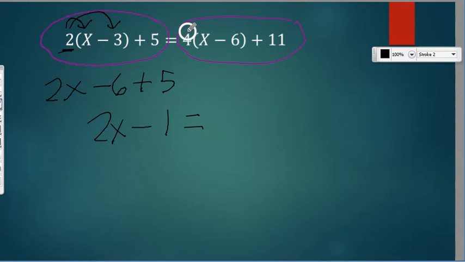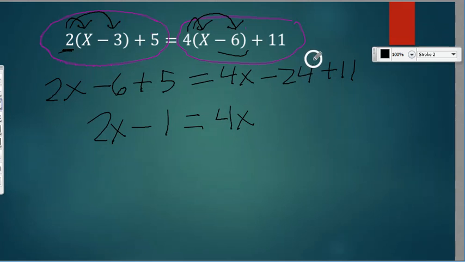Now we're going to simplify the right side. So we need to distribute the 4 to both of these terms. So 4 times x is 4x. 4 times a negative 6 is a negative 24, and then we have plus 11. So we have a 4x. We can combine this negative 24 and positive 11 and make it negative 13.